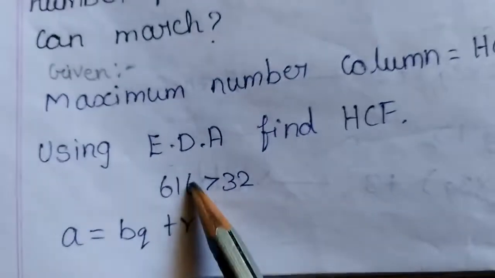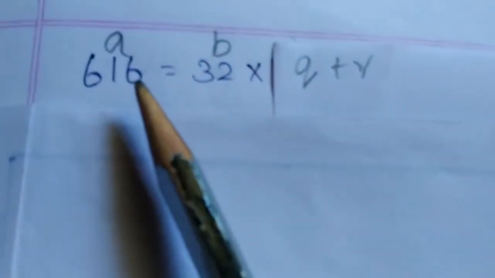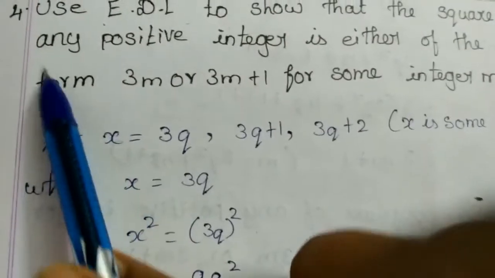We need to apply this. This is A and this is B. I have written here A is equal to 616 and B is equal to 32, and we don't know Q and R. So, let's start dividing.